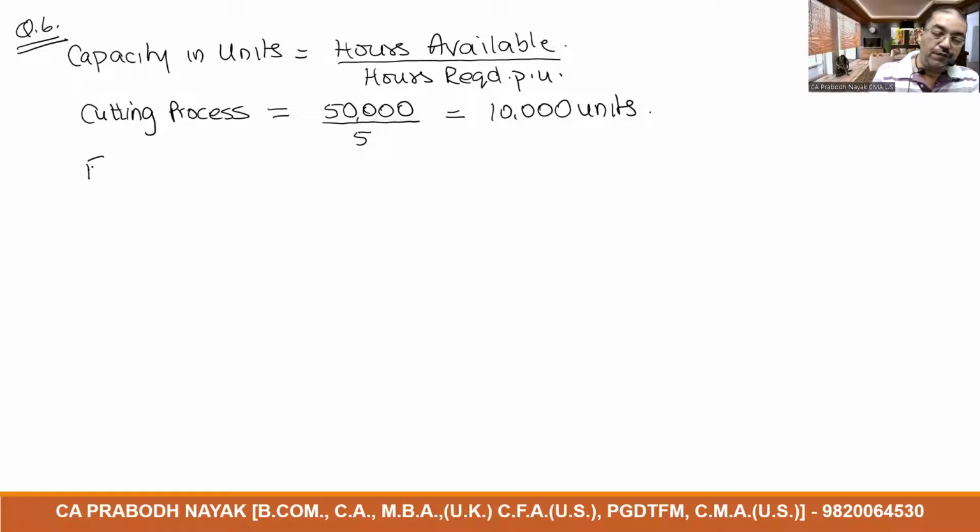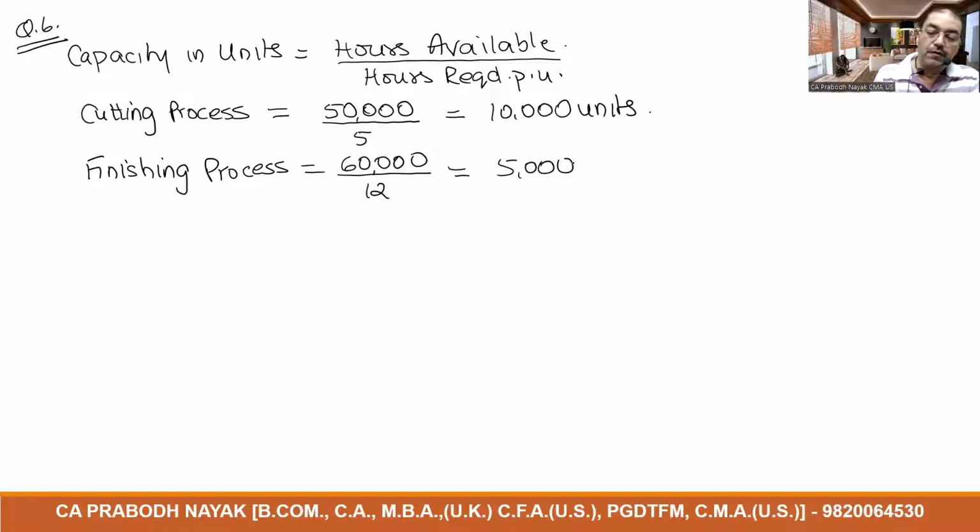Finishing process. Number of hours available 60,000. Per unit you require 12 hours. So I can produce maximum 5,000 units.